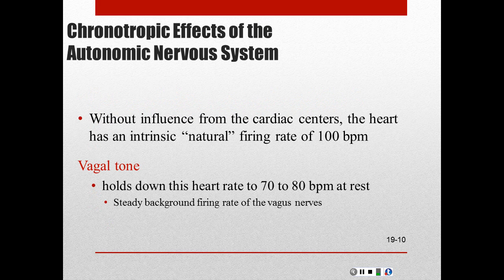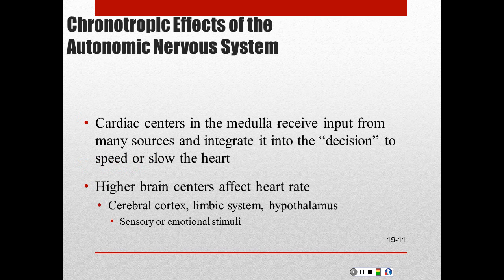Now, if all sympathetic and parasympathetic stimulation of the heart is blocked, or if the cardiac nerves are severed, the heart beats about 100 beats per minute. That's the intrinsic rate of the SA node. With intact innervation, the resting heart rate is held down to about 70 to 80 beats by vagal tone, the background firing rate of the vagus nerves. More extreme vagal stimulation can reduce the heart rate to as low as 20 beats per minute, or even stop it, but just briefly.